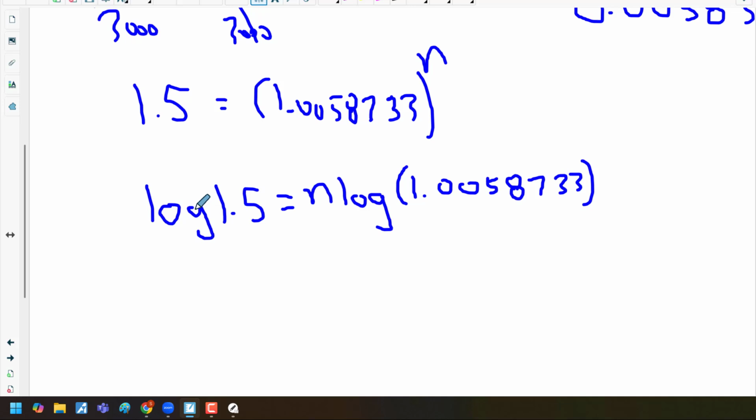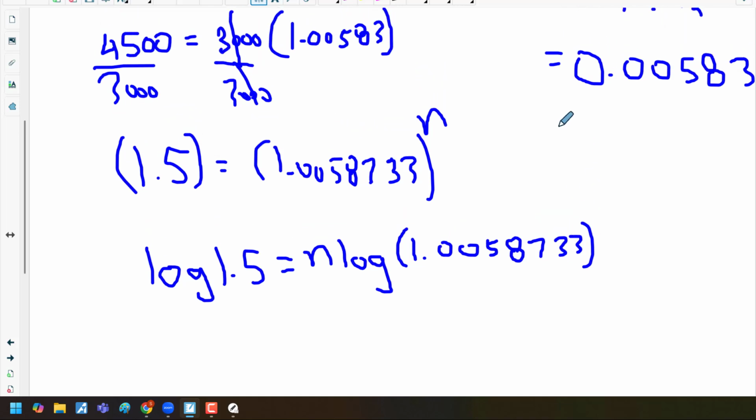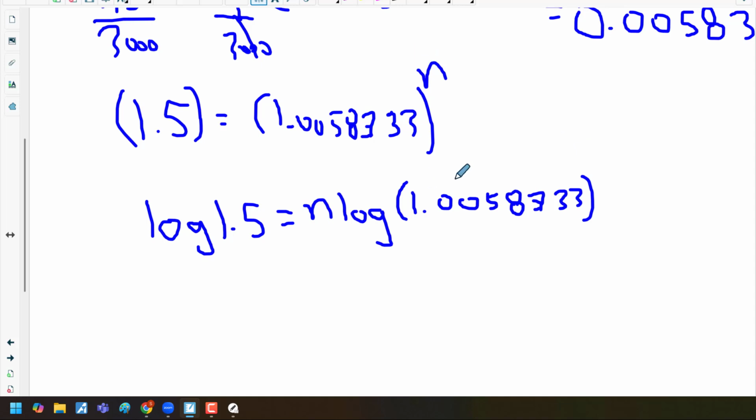So when you take the log of both sides, you put this log on both sides. And any exponents that you have, they go to the front of that log. So I take the log of 1.5, I take the log of this bracket here, 1.0058333. Or is it 5833? I don't know. I have to double check. When I do the calculations, I'll fix it. Oh, it's 3. Oops. Yeah. So the exponent goes from here in front.